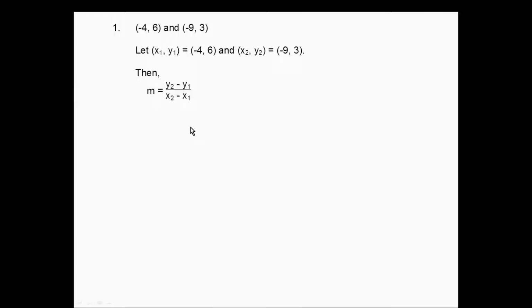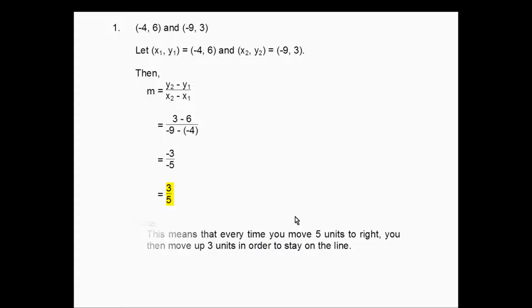And remember, m is equal to y2 minus y1 over x2 minus x1. Plug in the numbers. So I'll have 3 minus 6 over negative 9 minus negative 4. Do the arithmetic. This is negative 3 over negative 5. Negative over negative is positive. So it's 3/5.